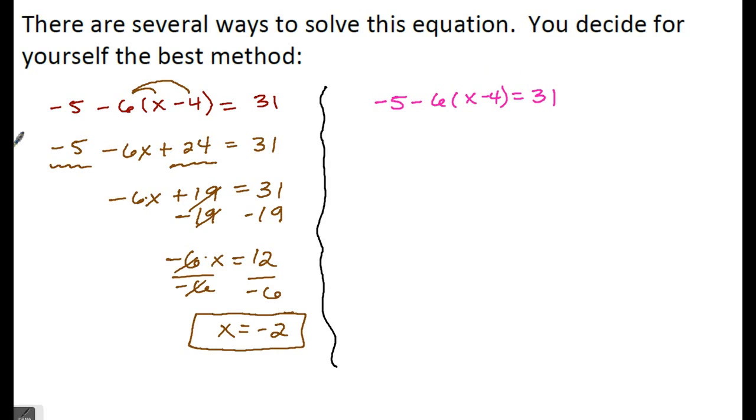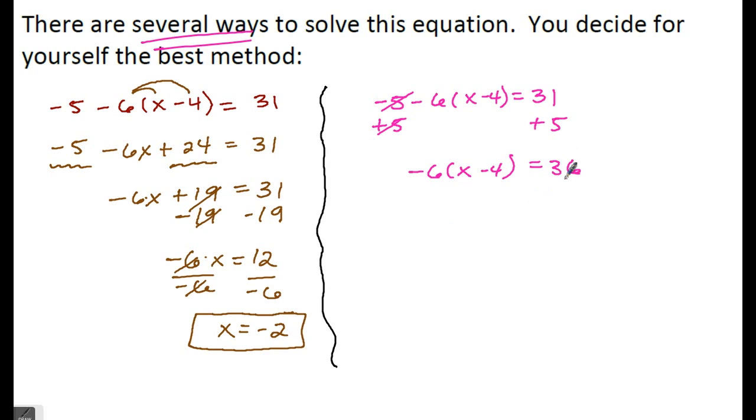Now let's look at the other side over here. I'm going to try something different. You can see that there are always several ways in which you can solve equations. Let me start by moving the 5 over. Let's add a 5 on both sides. The 5s are going to cancel, and I have negative 6 times x minus 4 equals 36.